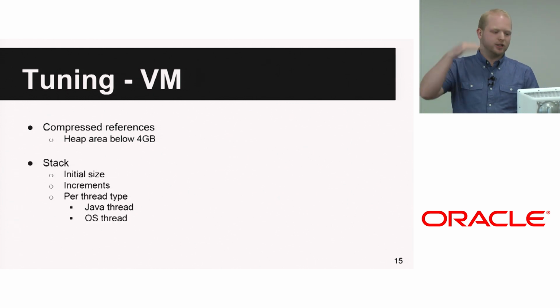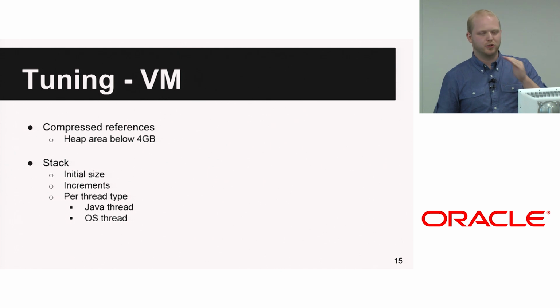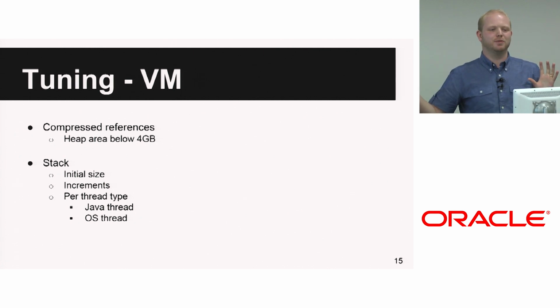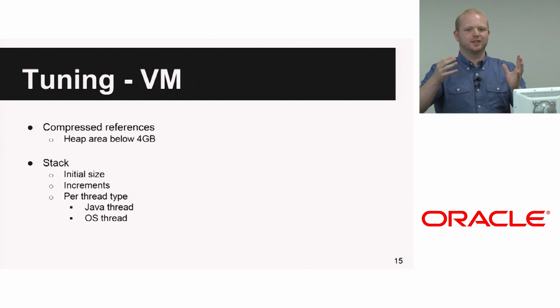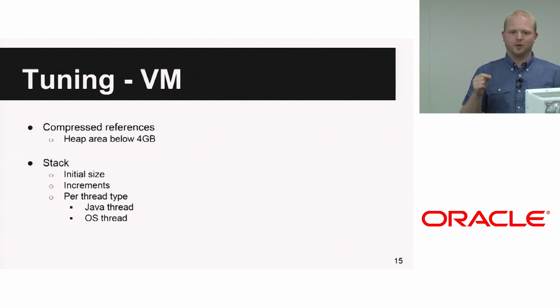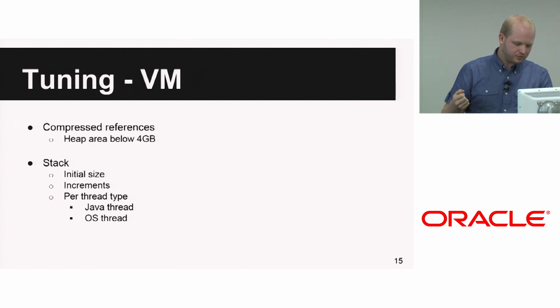Stack, initial size, increments, how much you incremented, specific to Java threads or OS threads. Being able to tweak these things can also tell you a lot about your problem. And of course, I could have mentioned that the point is that all of these are available as command line options, right? So you don't have to go in and change some file and recompile it and see what happens. The point is to be able to quickly change JVM behavior without changing the JVM.